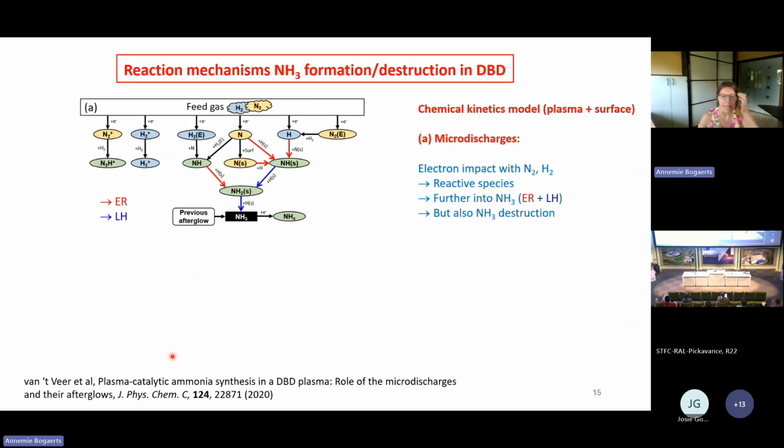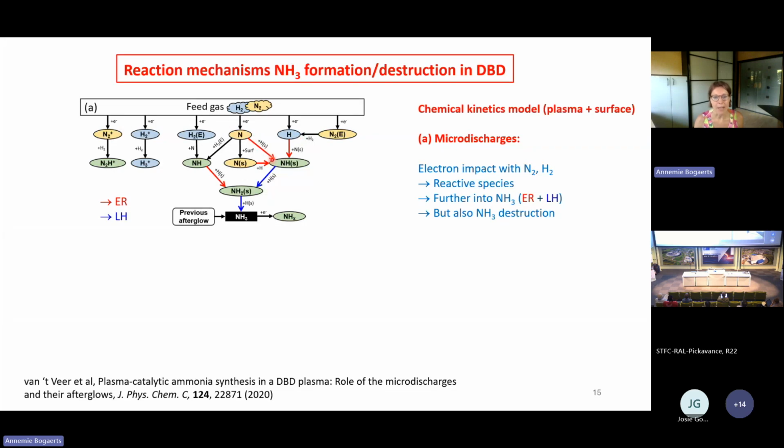which can then be important for the applications. Now, I said ammonia is being decomposed in the plasma. This is an insight that we obtained from our modeling. I show here results from a model that we developed a couple of years ago. This was a chemical kinetics model of both the plasma chemistry and the surface chemistry. During the microdischarges, so the strong filaments, there are mainly electron impact reactions, which cause ionization of the feed gases, nitrogen and hydrogen, into ions, also excitation, electronically excited species, and then also dissociation into nitrogen and hydrogen atoms.